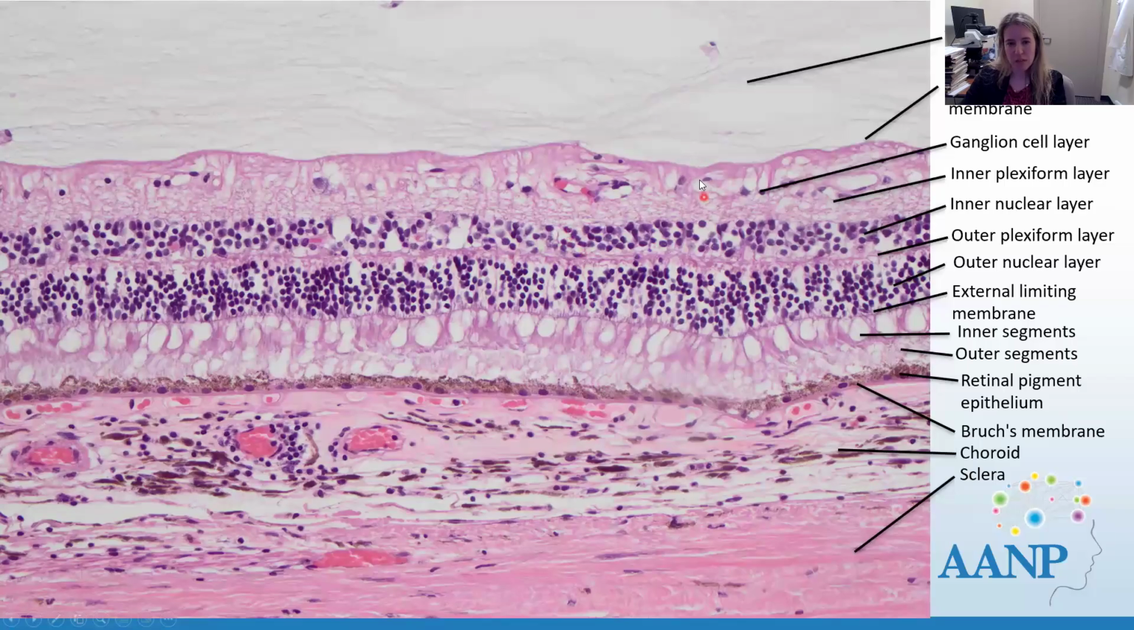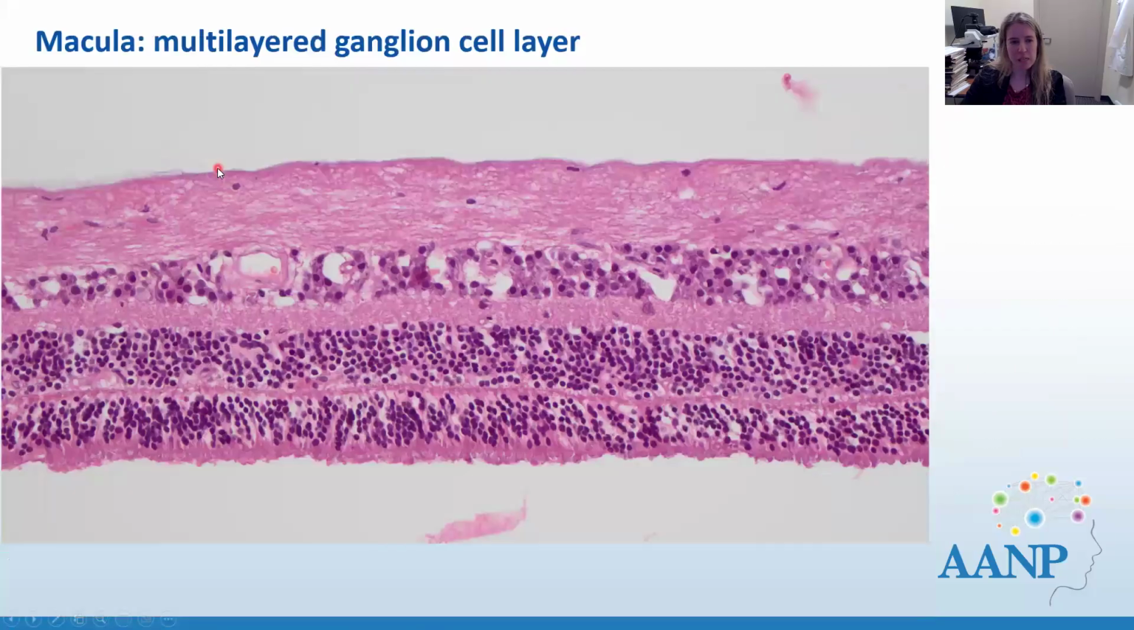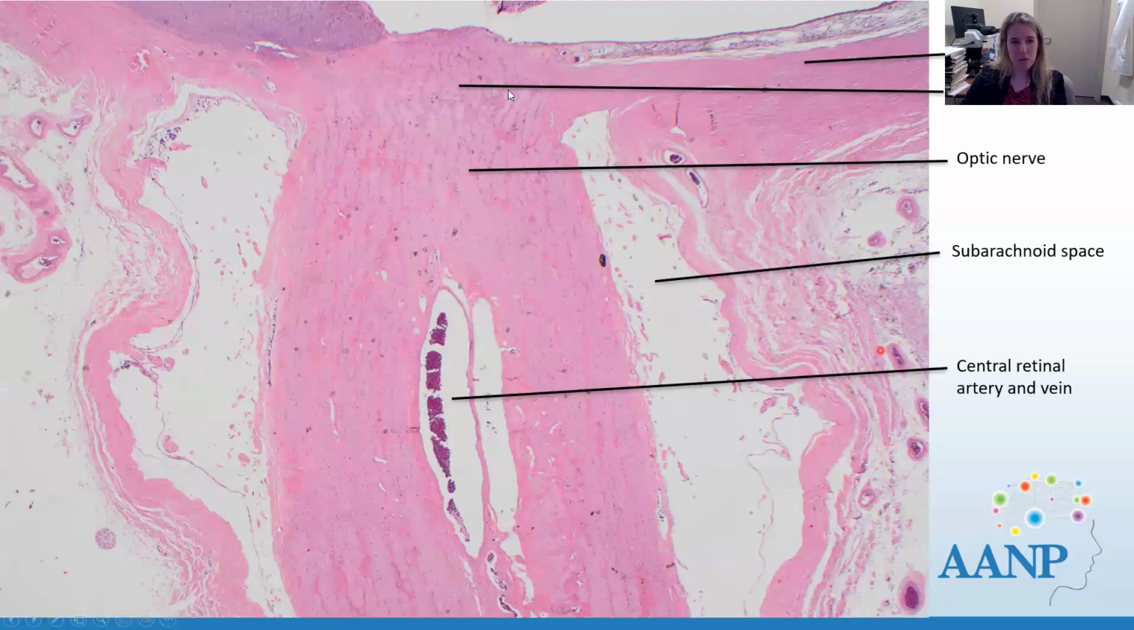In the peripheral retina, you'll have very few ganglion cells. When you get towards the macula, you'll have multi-layered ganglion cell layers. And then you can ignore the tumor that's up here, but this is just to show you optic nerve. You have your sclera, where the optic nerve pierces through the sclera, that's called the lamina cribrosa. You have your subarachnoid space around the optic nerve, and then you have here a central retinal artery and vein.